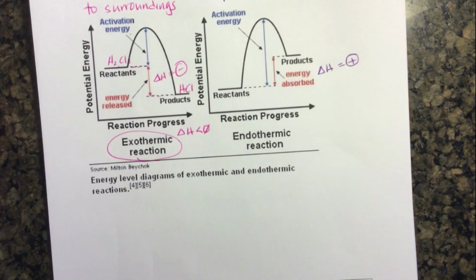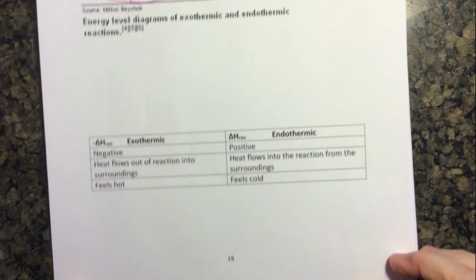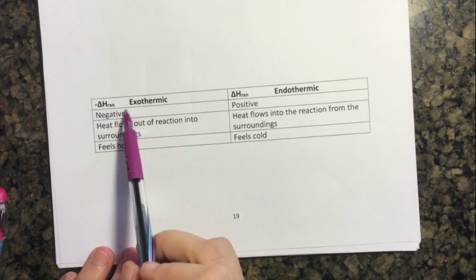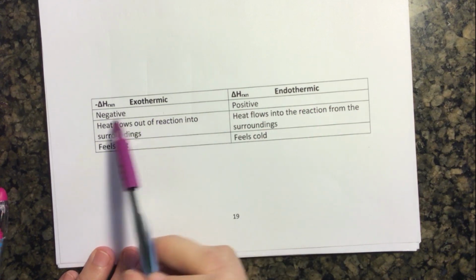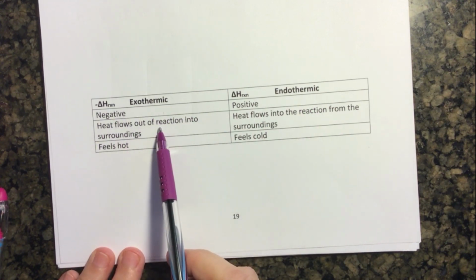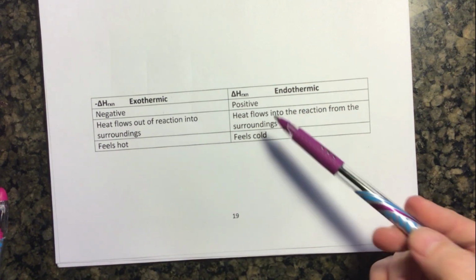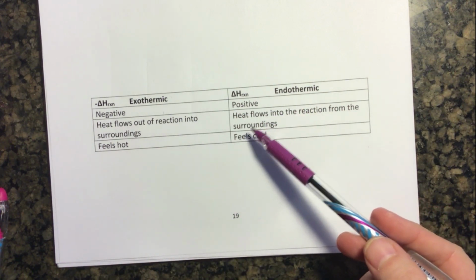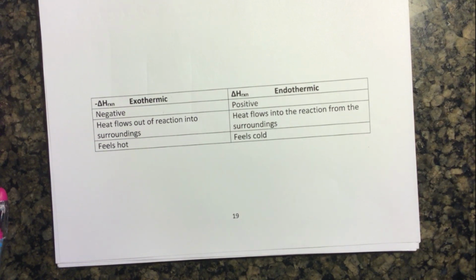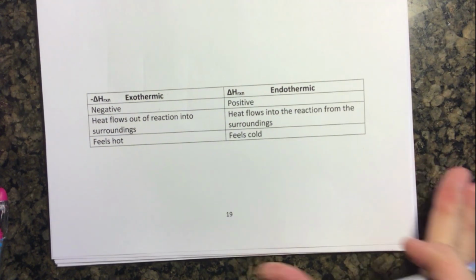Now, for you guys, just to have a table: exothermic is negative. Heat flows out of the reaction into the surroundings. It feels hot. Endothermic is the opposite. It's a positive value. Heat flows into the reaction from the surroundings, and it feels cold.